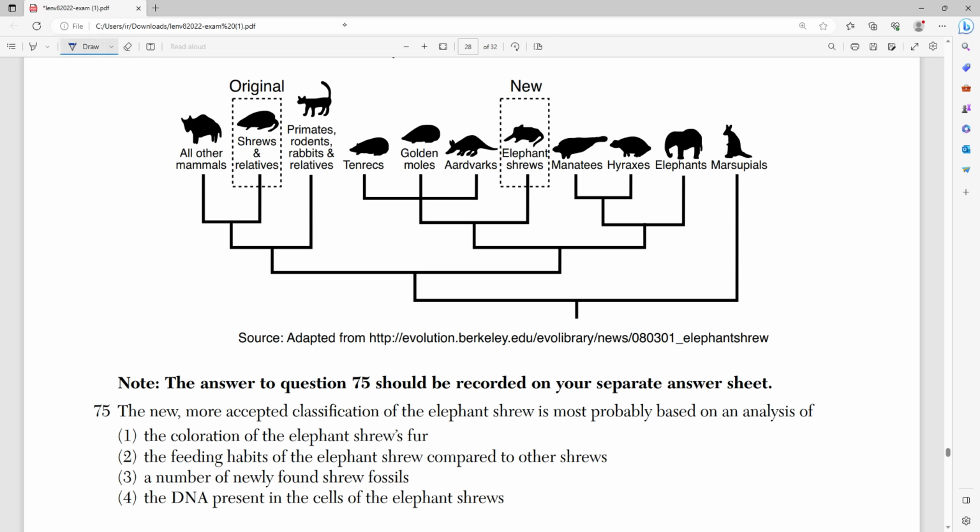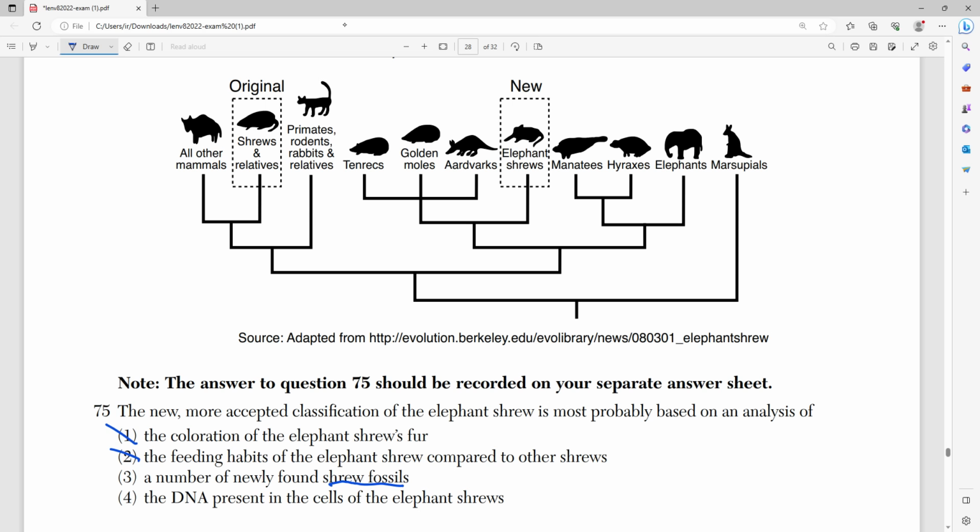So obviously we're going to be narrowed down to choose from number 3 and 4, where a number of newly formed shrew fossils and the DNA presence in the cells of elephant shrews. Now, fossils are mainly used for already extinct creatures, right?